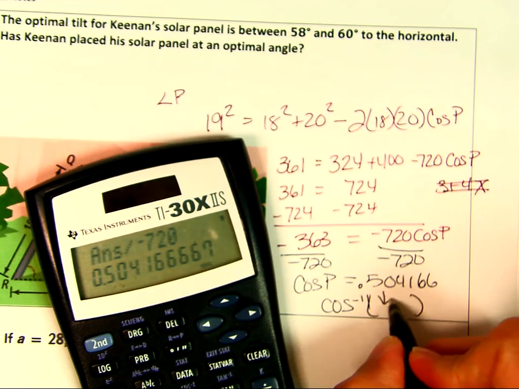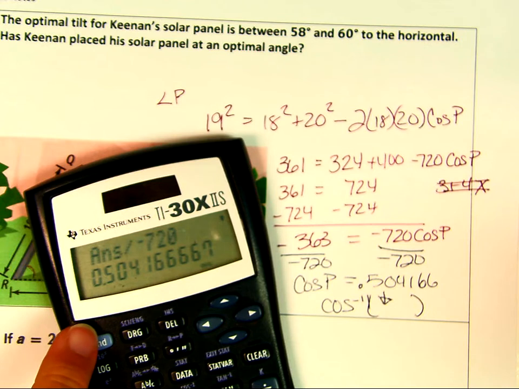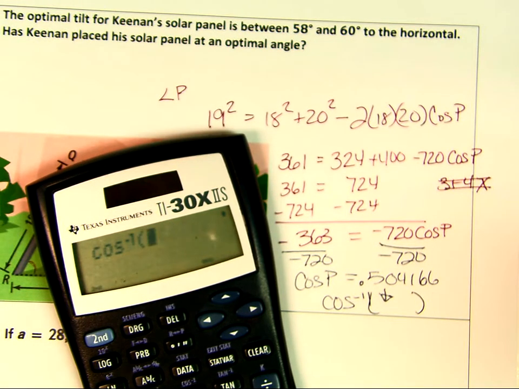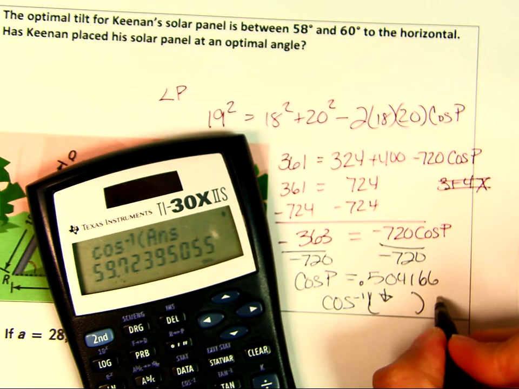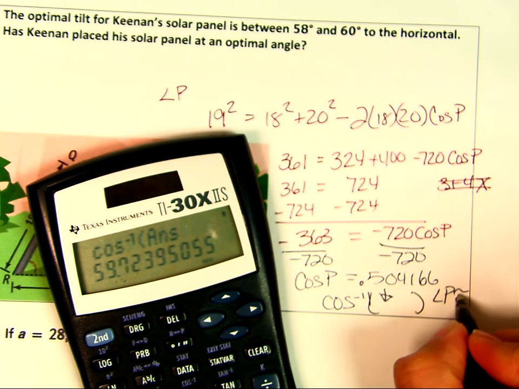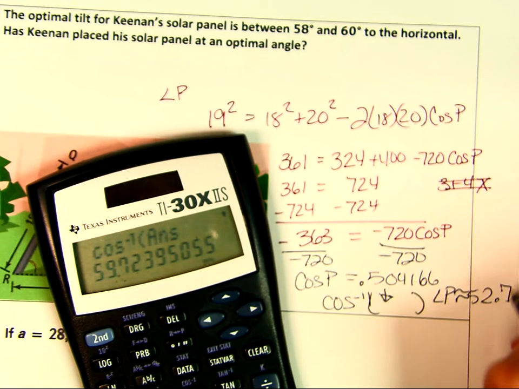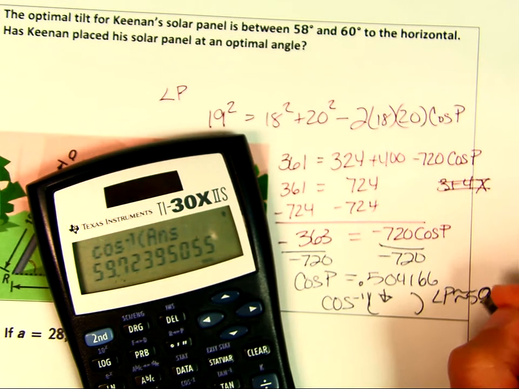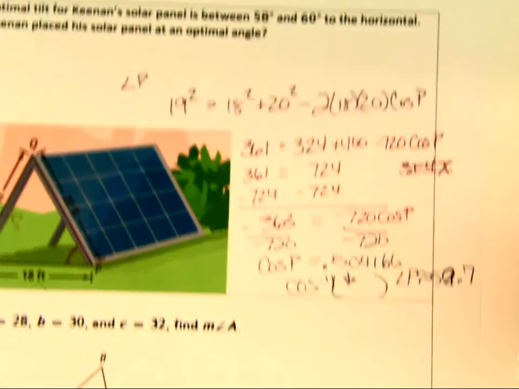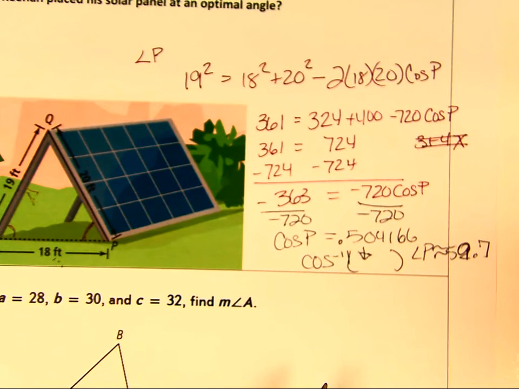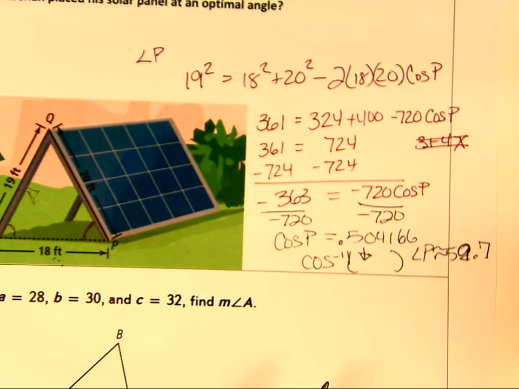So I'm going to put that ratio in there. So I'm going to tell my calculator to take the cosine inverse of that. So I'm going to say inverse cosine and then second answer, and then it'll do that for me. So then I know that angle P is approximately equal to 59.7. So we were told that he needed to put them between 58 and 60 degrees. And it looks like he did. So yes, we would say he has it, because if we rounded that to the nearest degree, it would be at 60. So he is good.